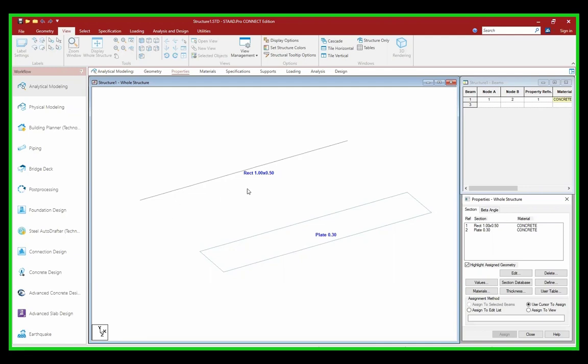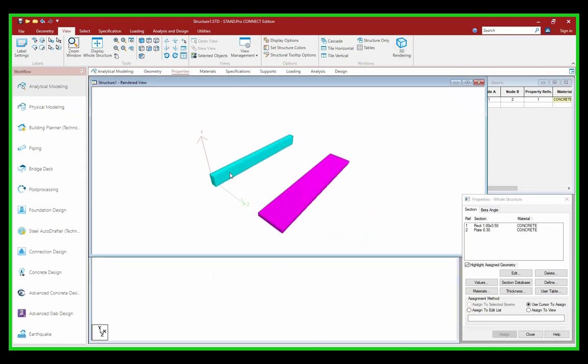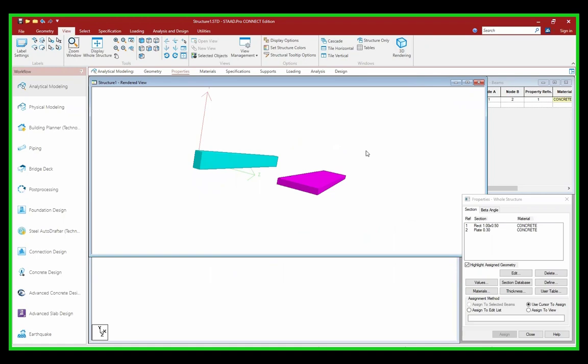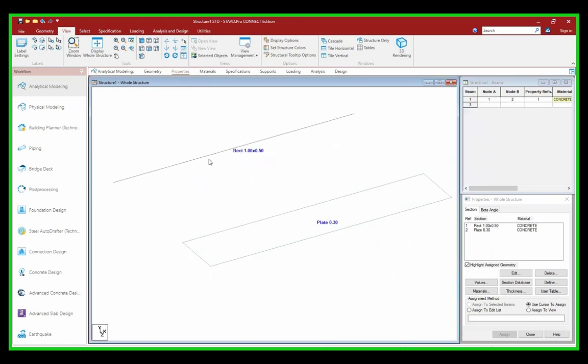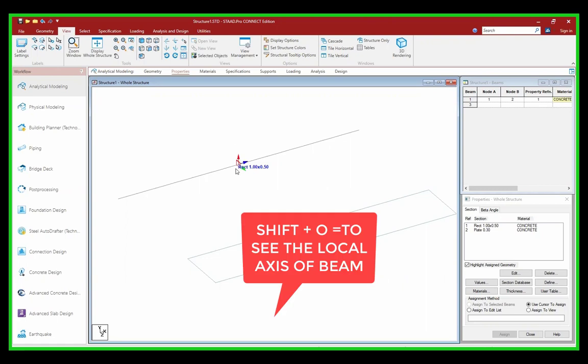Now let's understand what the local coordinate system is. I have modeled one beam and one plate. For your understanding, let me show you in 3D. This is one beam and this is one plate I have modeled, right? Now the question is, what is the local axis of this beam element? To see that, we can use the shortcut Shift O, which is nothing but shift orientation.